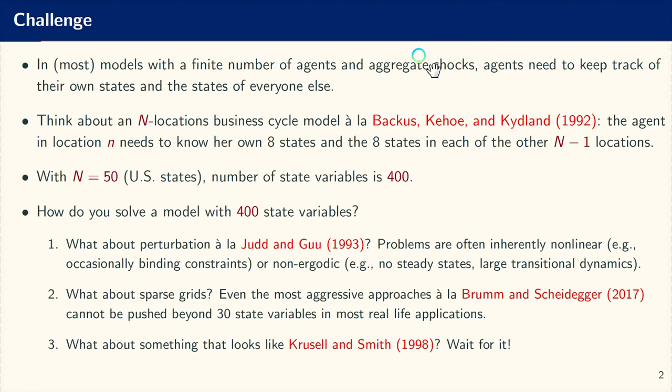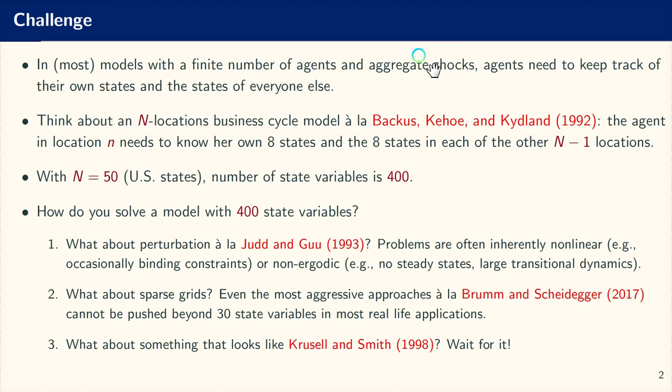That means that if we are working with a version of the model with 50 locations, which would be a business cycle model of the 50 different states of the union, you will end up with 400 state variables. And how do you solve a model with 400 state variables? Well, a possibility would be to follow what Backus, Kehoe, and Kydland do.